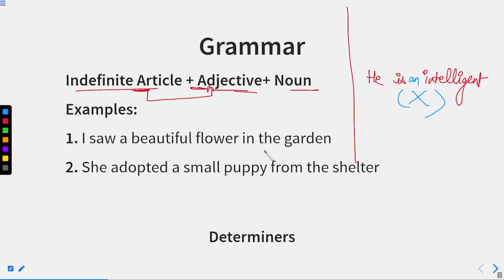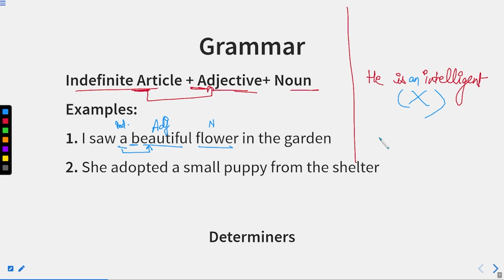I saw a beautiful flower in the garden. Now, flower is a noun. Beautiful is an adjective. And before this, we are using a, which is an indefinite article, and a is used according to beautiful, because beautiful is an adjective and b is a consonant sound, so we are using a before it.